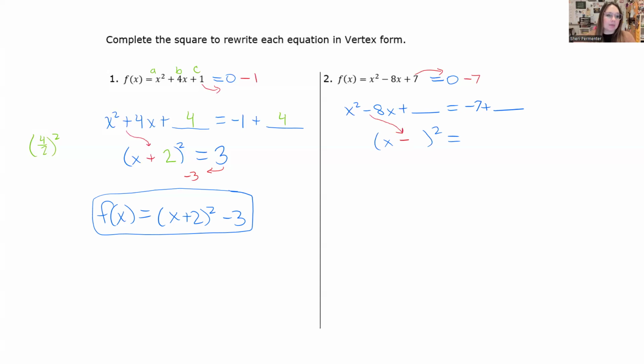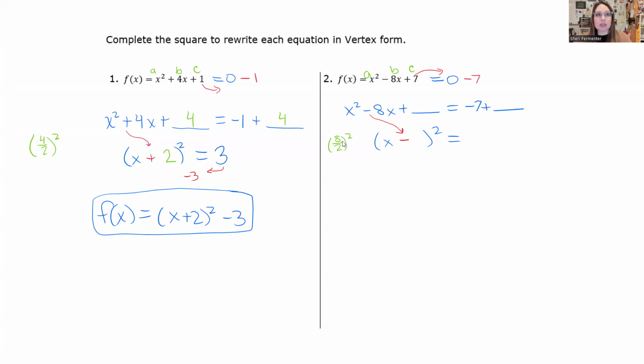Off to the side, I'm going to complete the square. So when I complete the square, this is A, B, and C. Completing the square is b divided by 2 squared. I already took care of the negative right here, so I don't put negative. I'm just going to do b. What is b? 8. It's going to be 8 divided by 2 squared.